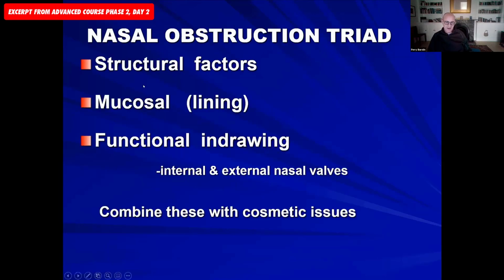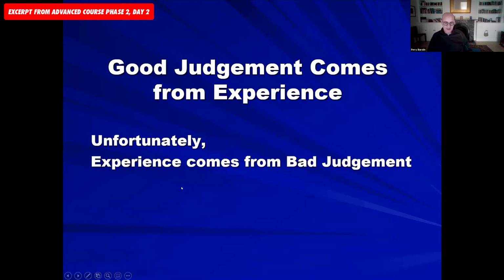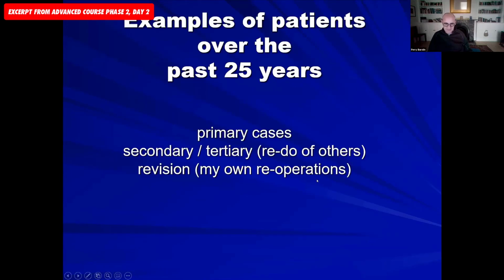So when we talk about the nasal obstruction triad, we're talking about structural issues, i.e. the septum and the outside, mucosal, the lining, functional, which is the internal external valves, and we can combine these with cosmetic problems. My favourite saying is good judgment comes from experience. Unfortunately, experience comes from bad judgment. So these are some examples from over 25 years. And I should say that we're talking about primary cases. There are secondary or tertiary or quaternary, which are redos of others, and there's revisions, which are my own redos.